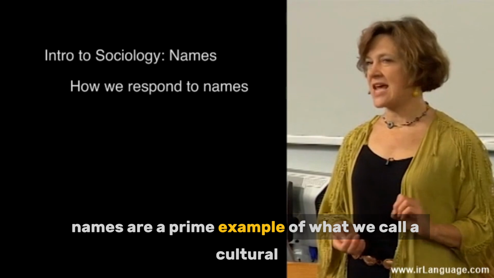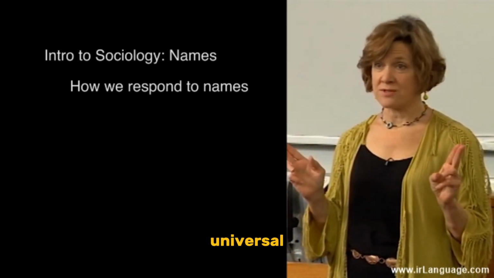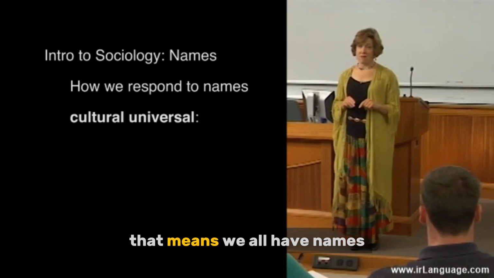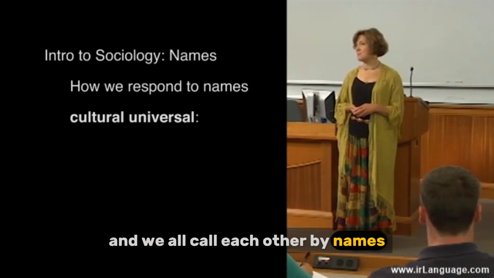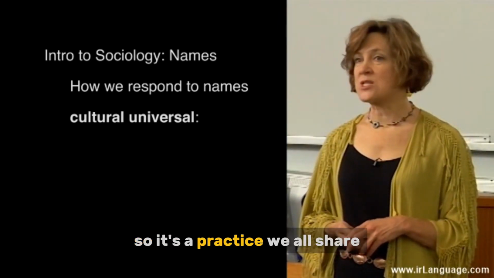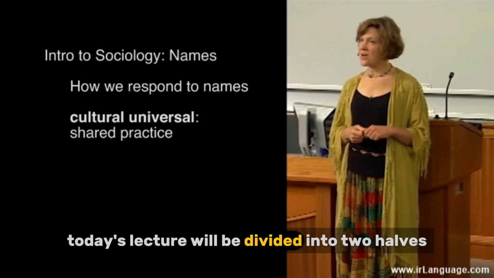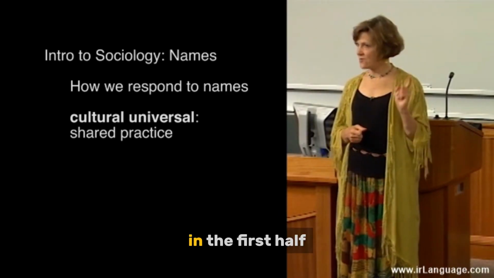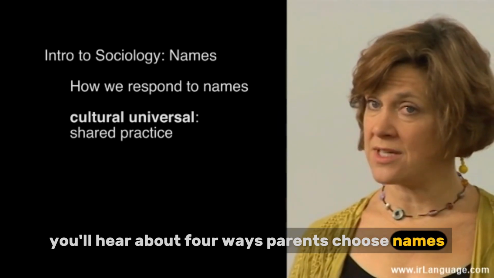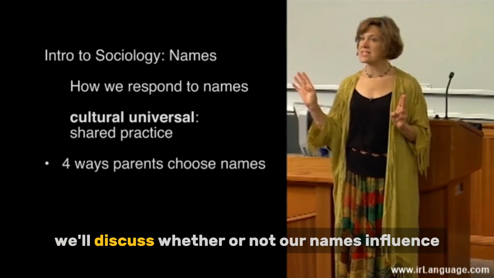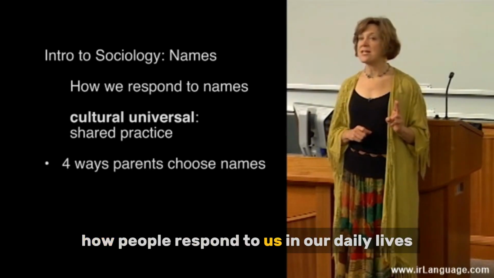Names are a prime example of what we call a cultural universal. That means we all have names, and we all call each other by names. So it's a practice we all share. Today's lecture will be divided into two halves. In the first half, you'll hear about 4 ways parents choose names. In the second half, we'll discuss whether or not our names influence how people respond to us in our daily lives.